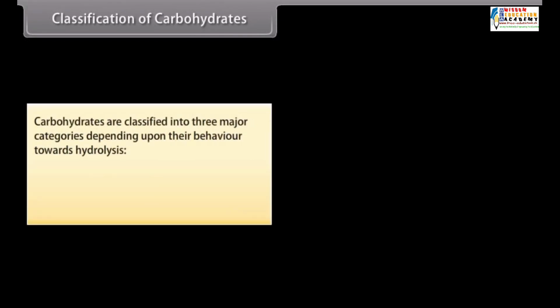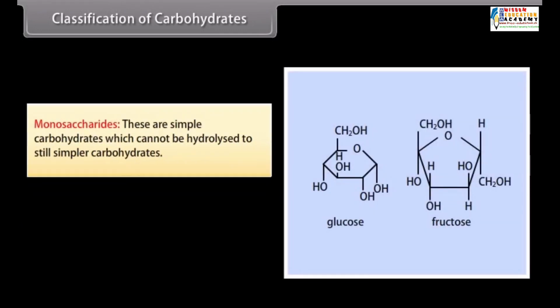Classification of carbohydrates. Carbohydrates are classified into three major categories depending upon their behavior towards hydrolysis: monosaccharides, oligosaccharides, and polysaccharides. Monosaccharides. These are simple carbohydrates which cannot be hydrolyzed to still simpler carbohydrates. For example, glucose and fructose.